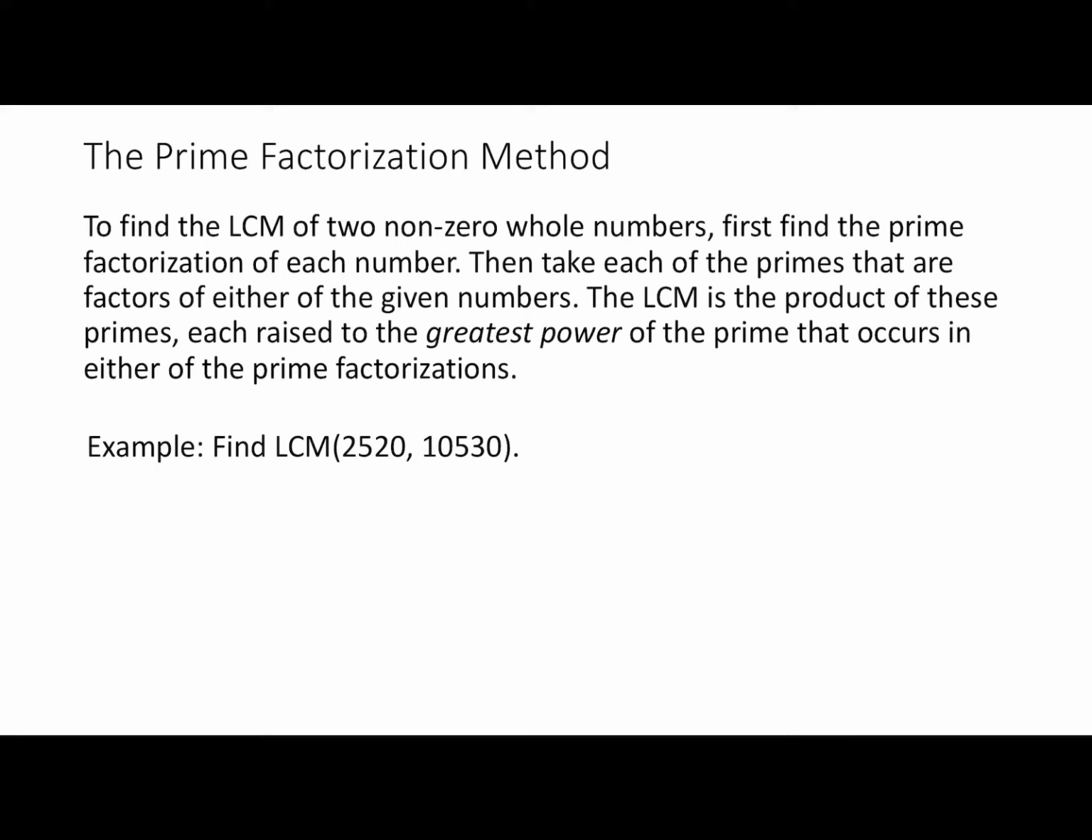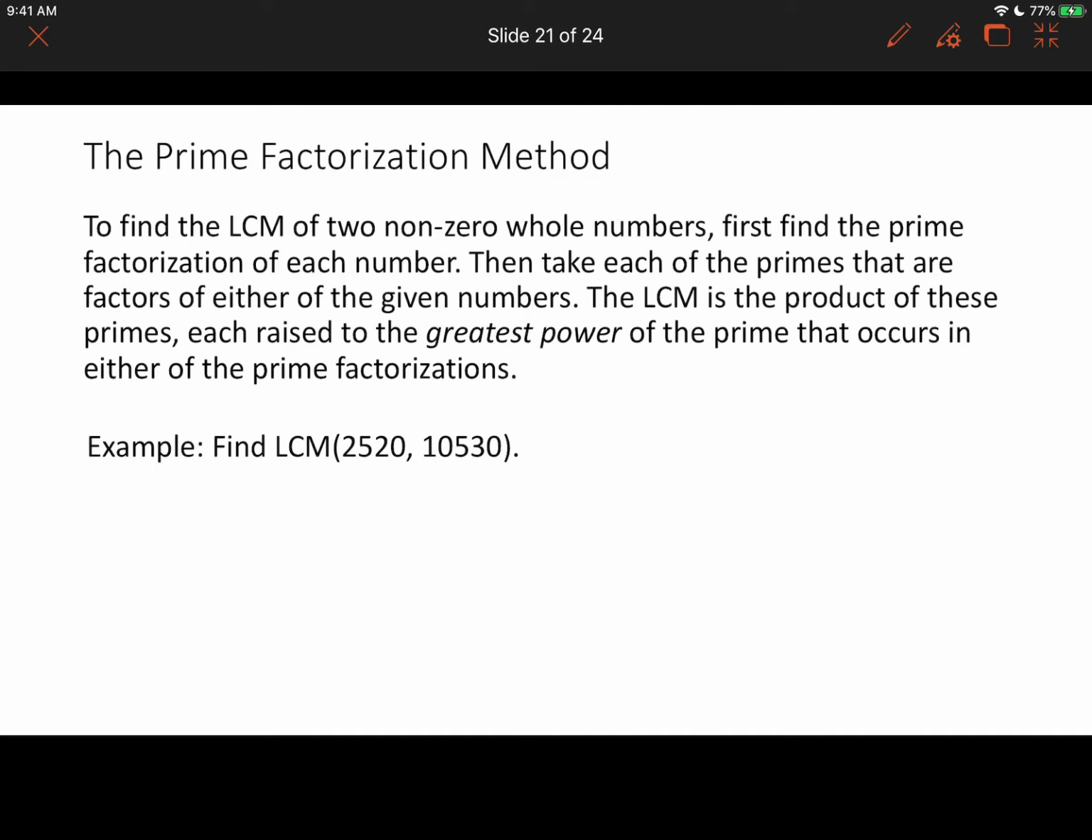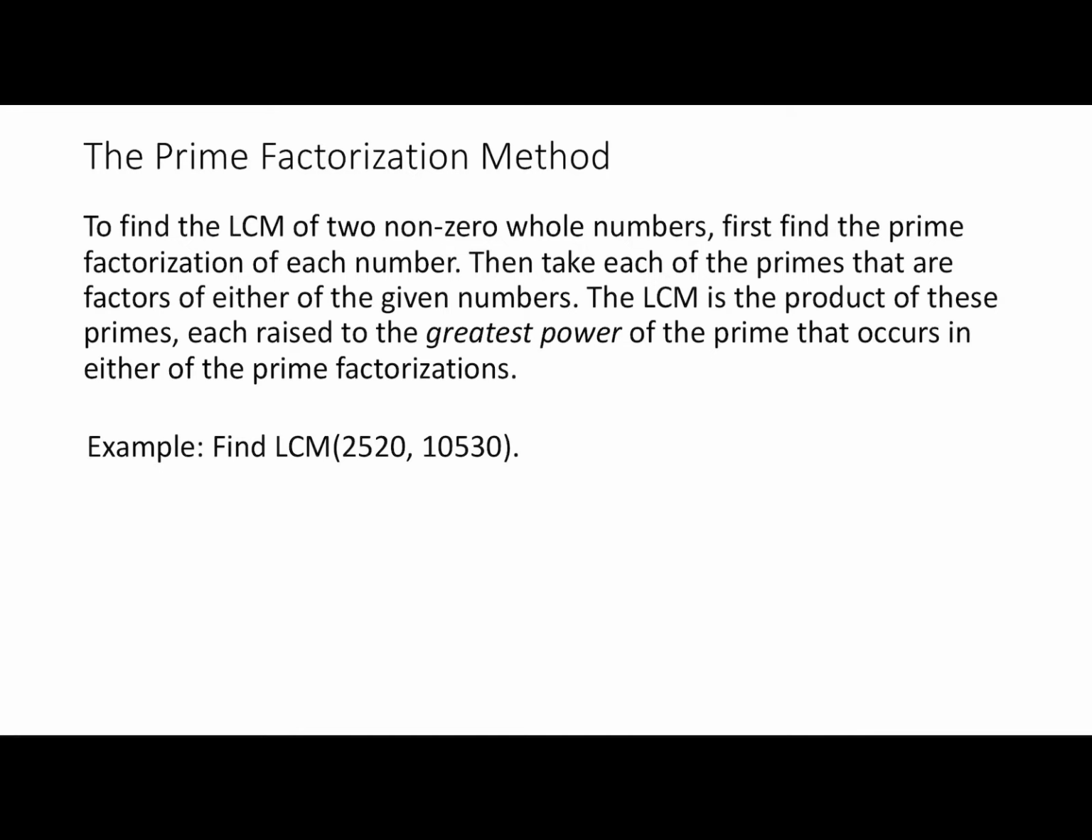We're going to compute the LCM by taking each of those primes raised to the highest power of the prime that occurs in either of the prime factorizations. So let's look at this with an example. I want to find the least common multiple of 2,520 and 10,530.